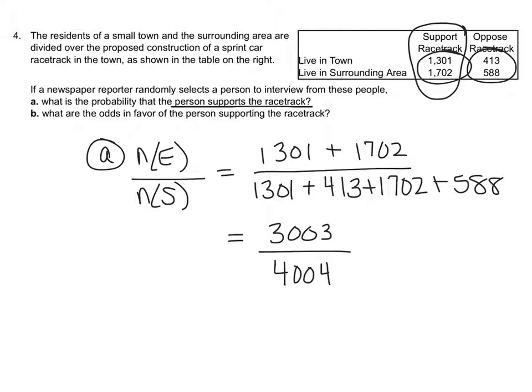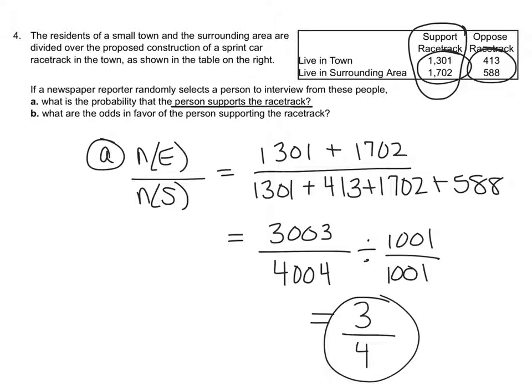If we use prime factors to find the greatest common divisor, we'll see that the greatest common divisor is 1,001. So we're going to divide the top and bottom by 1,001 to reduce the fraction. 3,003 divided by 1,001 is 3. And then 4,004 divided by 1,001 is 4. So my answer for part A is 3/4. That's the probability that the person supports the racetrack.